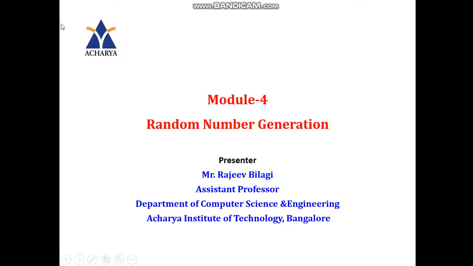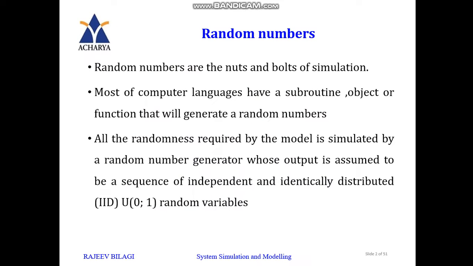Yes, students, today we are going to talk about random numbers and different ways to generate random numbers. These random numbers are very important in case of simulation. Random numbers are the nuts and bolts of simulation. Most computer languages have subroutines, objects, and functions that will generate random numbers.